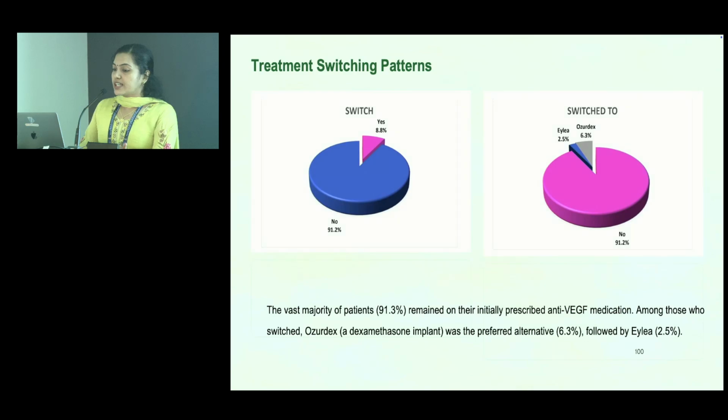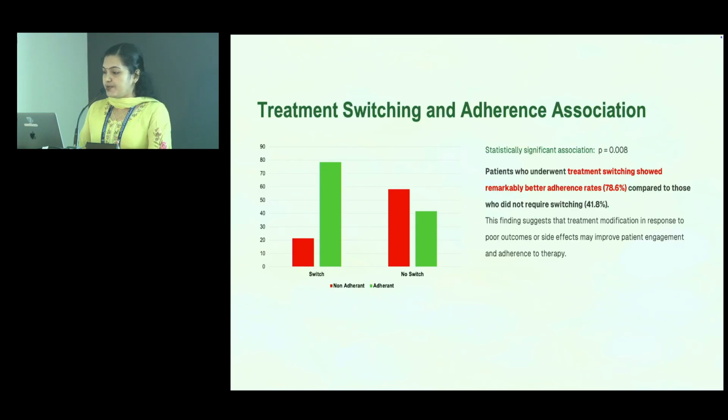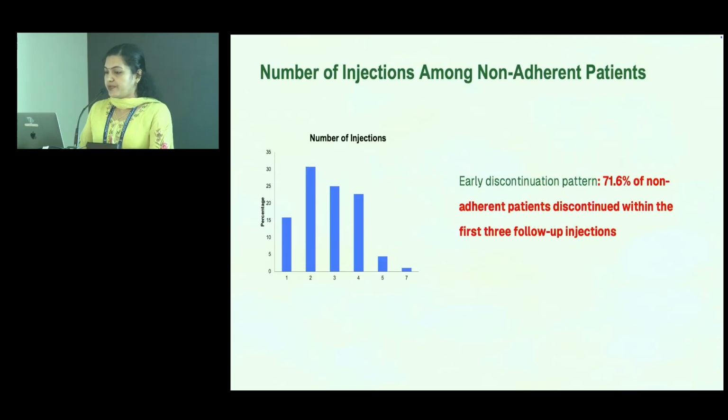So coming to the treatment switching patterns, in our study the majority, around 92%, continued with the same anti-VEGF agent, and only around 10% needed a switch. The main agents which were switched to were Ozurdex, dexamethasone implant, or aflibercept. And when we compare the adherence between the patients who were switched and non-switched, the patients who underwent treatment switching showed remarkably better adherence rate when compared to the patients who didn't require a switch.